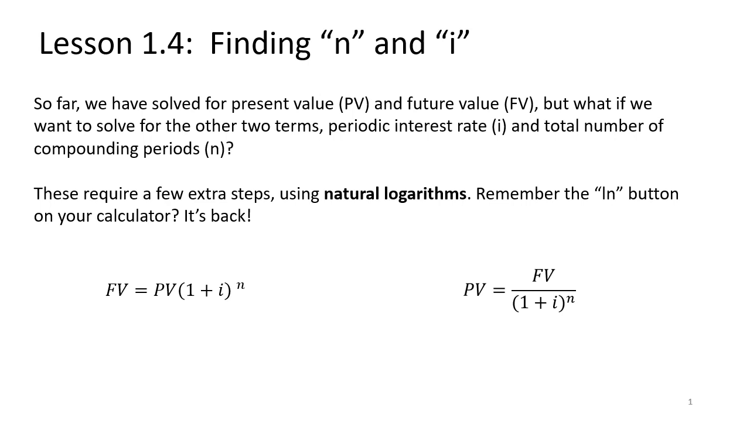Hi everyone. This lesson 1.4 is looking at the same future value and present value formulas, but instead of trying to find a future value or a present value, we're going to try and solve directly for n, the total number of compounding periods, and I, which is the periodic interest rate. So in order to do that, we'll start with finding n.